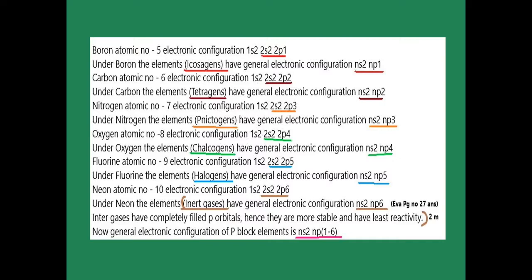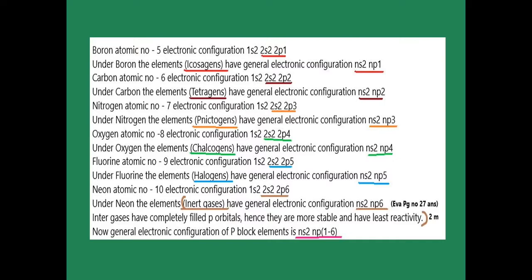Oxygen, atomic number 8, so 1s2, 2s2, 2p4. The elements under oxygen are called chalcogens, and general electronic configuration is ns2, np4. And fluorine, atomic number 9, so electronic configuration 1s2, 2s2, 2p5. These elements are called halogens, and general electronic configuration ns2, np5. And neon, atomic number 10, electronic configuration 1s2, 2s2, 2p6. These elements are called inert gases, and general electronic configuration ns2, np6.